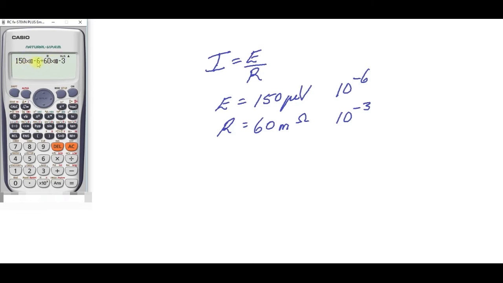So 150 microvolts was entered. I'll do it all again. We're going to enter 150 microvolts, 1, 5, 0.